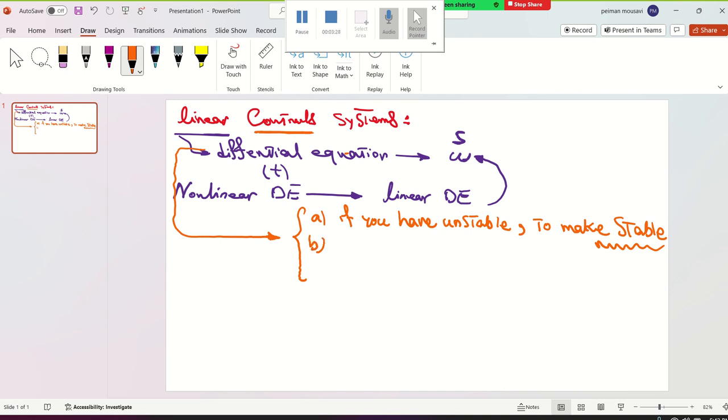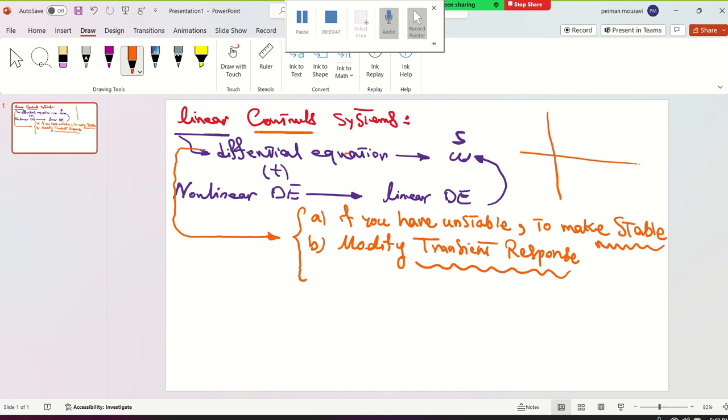B, modify your controller that you're designing, modify the transient response. I'm going to define it later, but you have seen the vibration, right? In the vibration class when I was teaching you, or ME432 that you had, if this is this kind of response, we name this vanishing phase the transient response, and this steady state the steady state phase. I'm going to define it here.